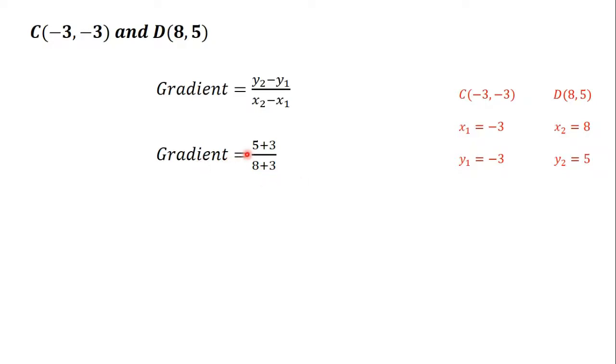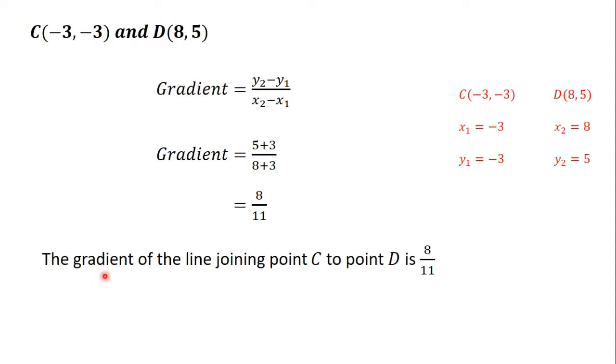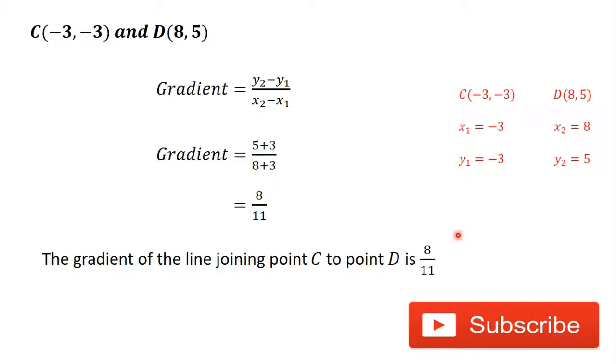So the gradient is equal to 5 plus 3 divided by 8 plus 3. And this will give us 8 divided by 11. So the gradient or the slope of the line joining point C to point D is 8 divided by 11.